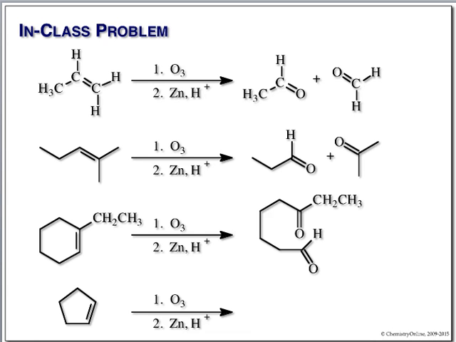Go ahead and do the same thing here with cyclopentene. Both of these are going to be aldehydes. Here we're going to have an aldehyde, then 1, 2, 3 CH2s, and then our next aldehyde. Open chain, it would look like this. Aldehyde, 1, 2, 3 CH2s, and then our next aldehyde.